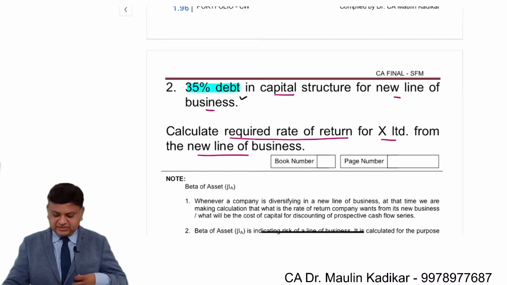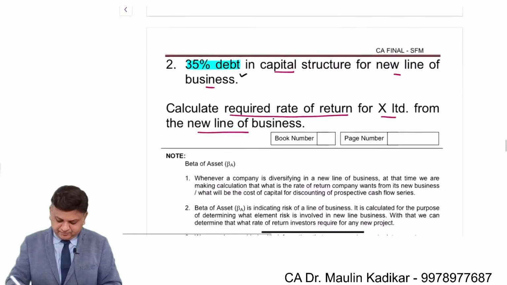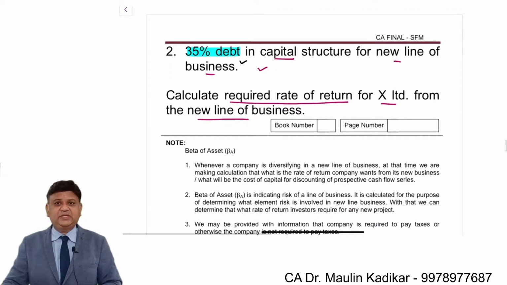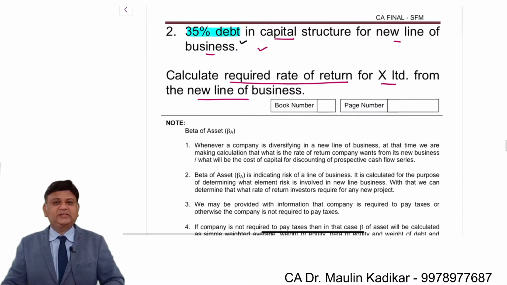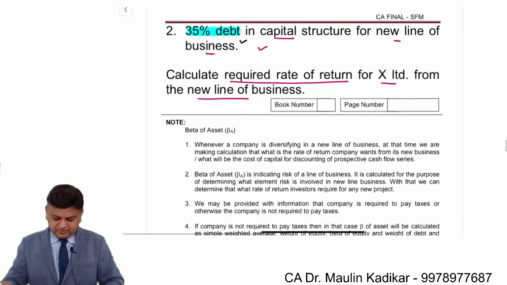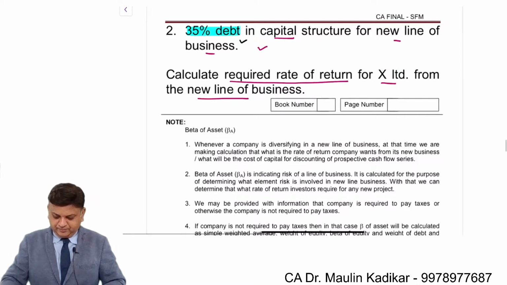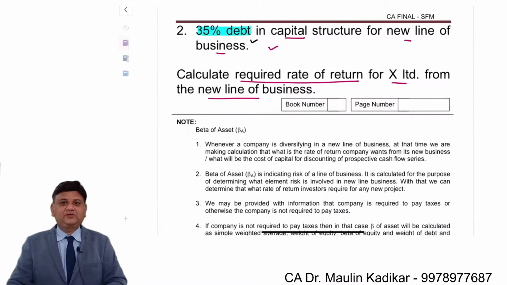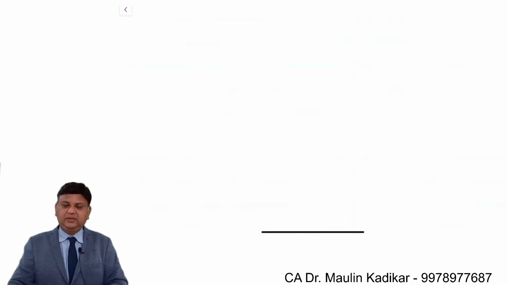The second part of the question says that if we have 35% debt in the capital structure for the new line of business, in that case, compute the required rate of return. So again, the sequence of solving the question would be the same. I request all of you to write down the answer along with me.